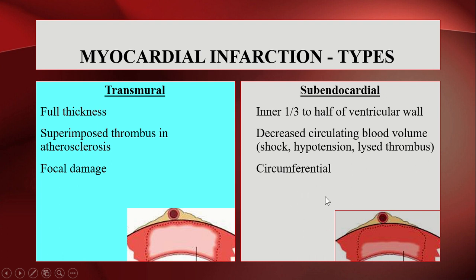Some scientists consider that all infarcts are subendocardial infarcts, located in the inner one-third to half of the ventricular wall, resulting from a decrease in circulating blood volume, caused by shock, hypertension, thrombus, and circumferential lesions. But if they continue, they can go on to form a transmural infarction.